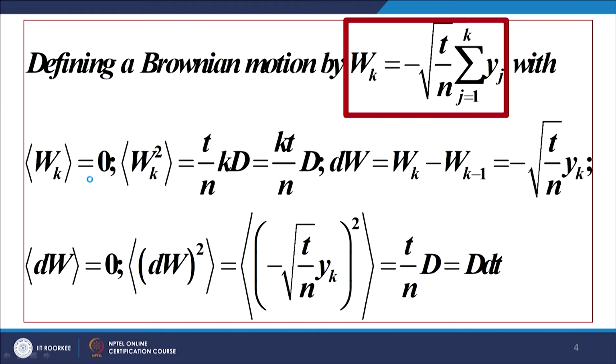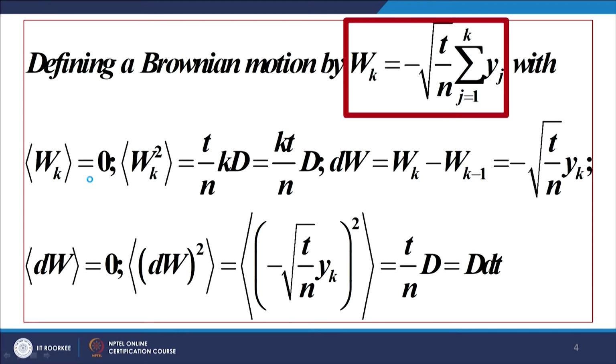So, we define a Brownian motion by Wk equal to minus root t by n. Remember that we talked about the step size of under root t by n; that is precisely what is happening here. So, Wk is equal to minus under root t by n times the summation of yj with j equal to 1 to k. Please note the subscripts, the indices. Wk is a summation of random variables y1, y2, y3 from 1 to k. Let us look at the properties of this Brownian motion to ensure that it is a Brownian motion.